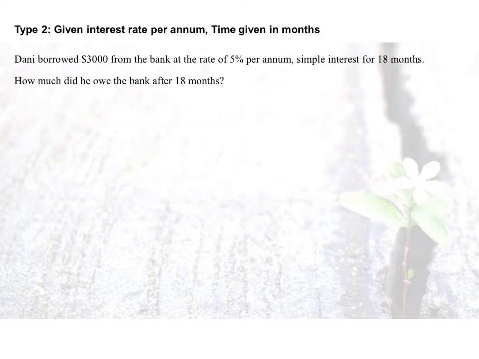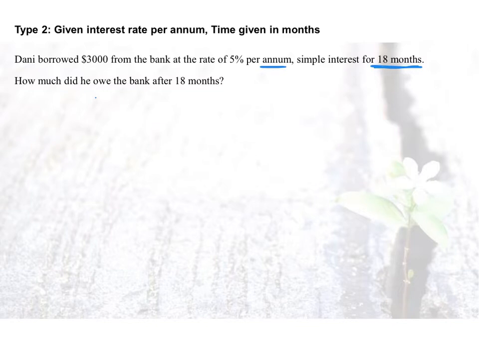Now the next type is, I have now the question is given that the interest rate is given in per annum. Okay, and they ask us to count the simple interest, but it's for 18 months. So what we usually try to do, we will try to put everything according to yearly. So we're going to change my answer. My interest is already in per year, but I have 18 months. So I'm going to change 18 months into number of years.